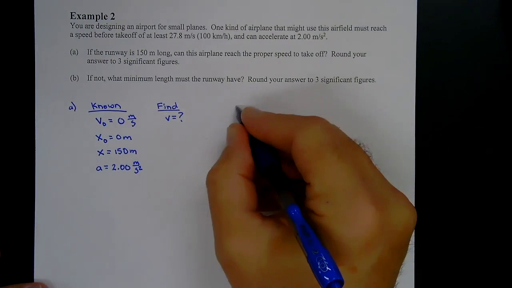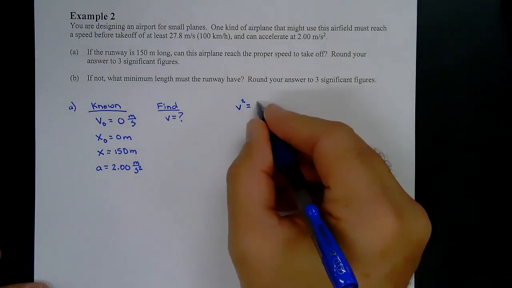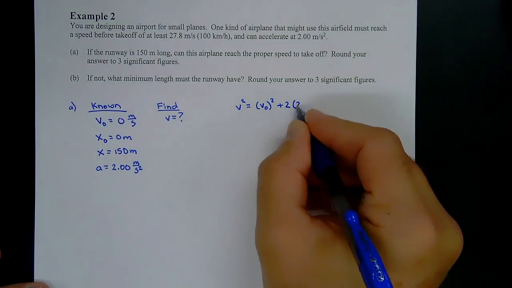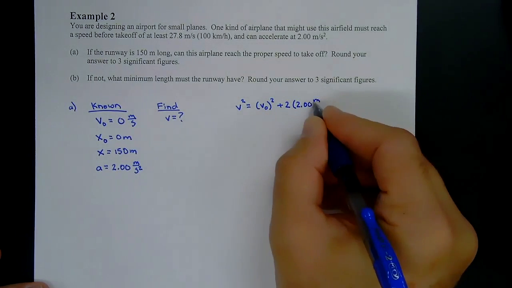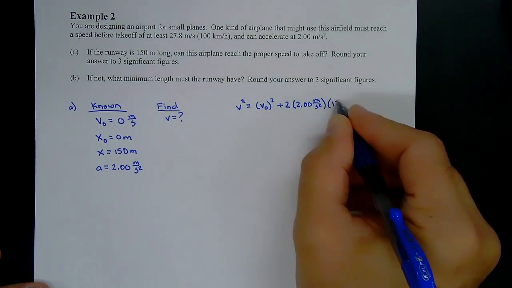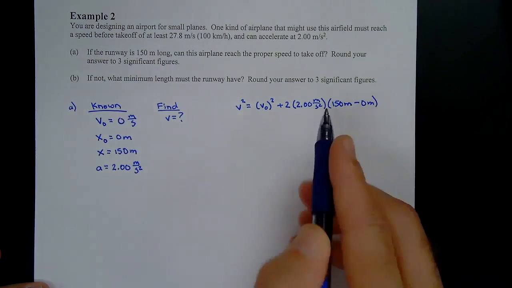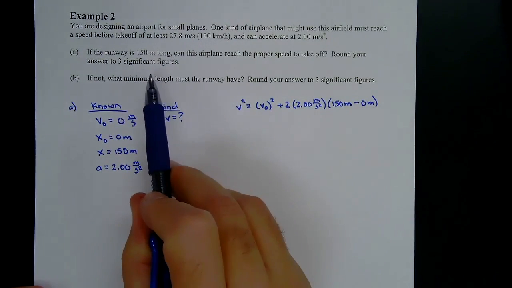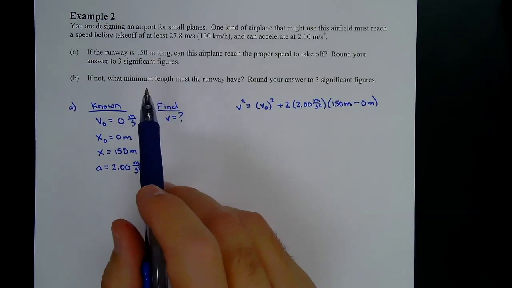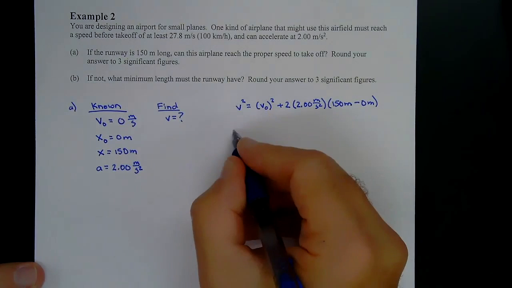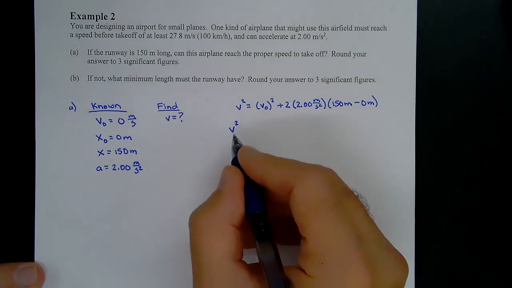So that means v squared is equal to v sub o squared plus 2 times 2.00 meters per second squared times 150 meters minus 0 meters. And I want to round this to 3 significant figures. On these problems, and probably from here on out on homeworks, I'm going to be telling you how many significant figures to round to. So this was 0. I actually should have put 0 there to begin with.